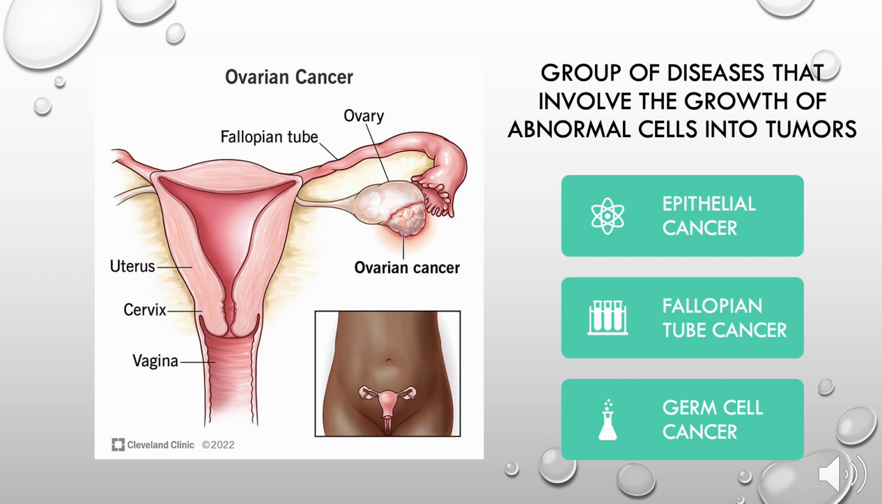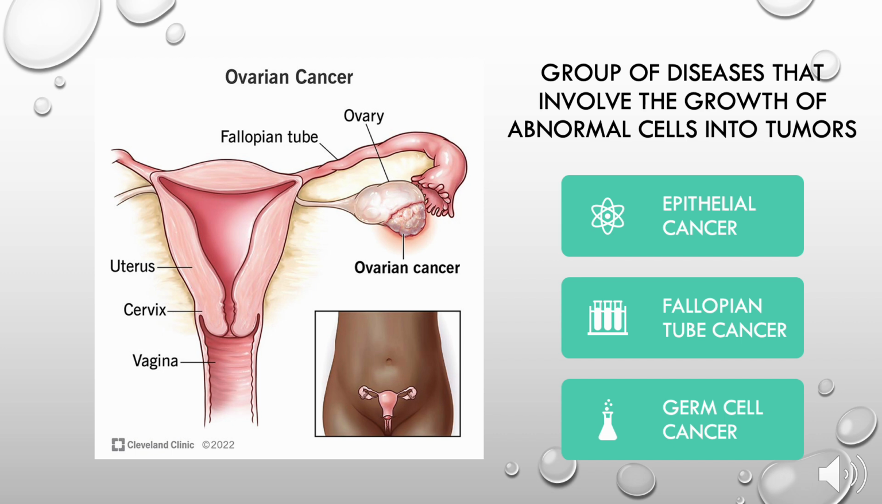So, ovarian cancer is a group of diseases that involve the growth of abnormal cells into tumors in the ovaries. In addition, also the fallopian tubes or the peritoneum. The ovaries are a pair of female reproductive glands that produce eggs and hormones.